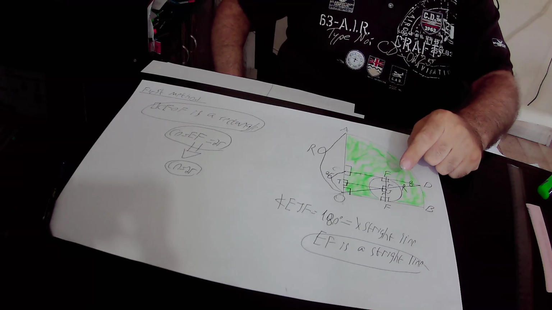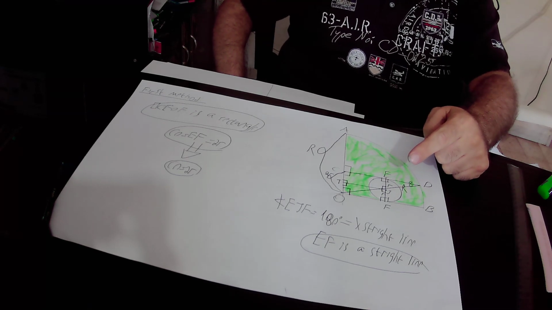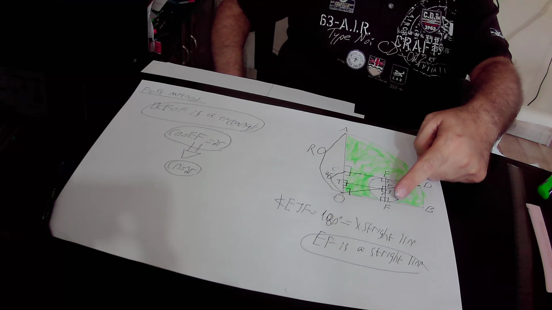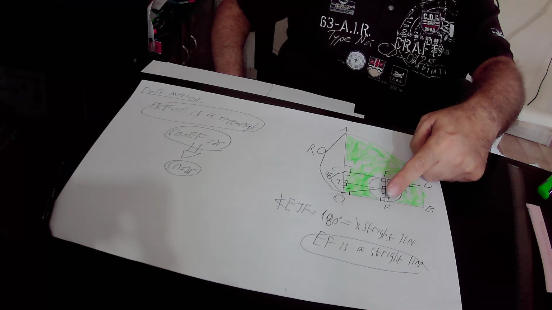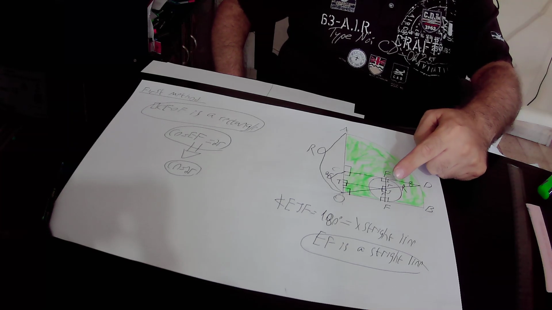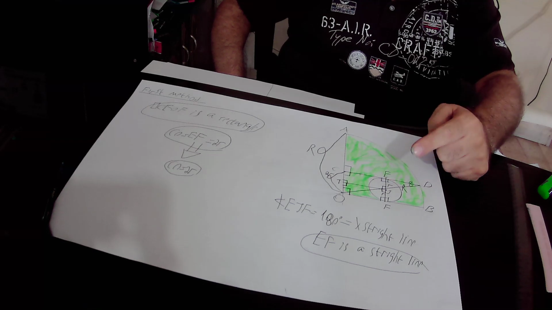So we define the center of the small circle as J. JE is the radius, and JF is the radius that is drawn to the point of tangency. Therefore, this angle equals 90 degrees, and this angle also equals 90 degrees. JE is the radius that is drawn to the point of tangency. Therefore, this angle equals 90 degrees, and this angle also equals 90 degrees.